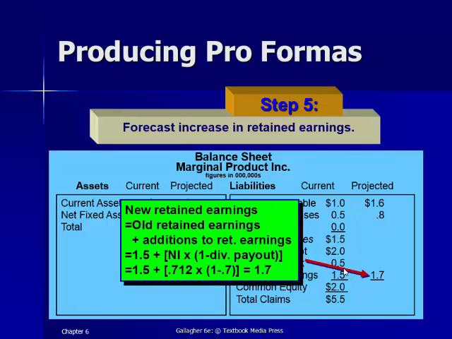You'll recall from the review of accounting chapter that the new level of retained earnings is equal to the old retained earnings plus the addition to retained earnings from the income statement, and the addition to retained earnings is your net income times 1 minus your dividend payout ratio. So there's our net income times 1 minus the dividend payout ratio. So if we're paying out 70% of our net income as a dividend, we are retaining 30%, the 1 minus 0.7. And so we have the $712,000 times 0.3, and we add that to the 1.5 million, it gives us the 1.7 million.